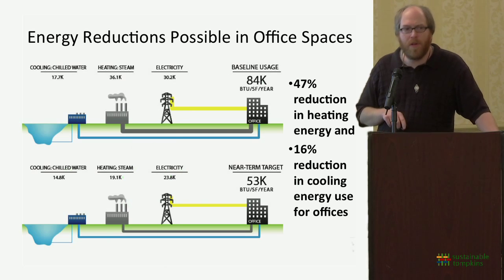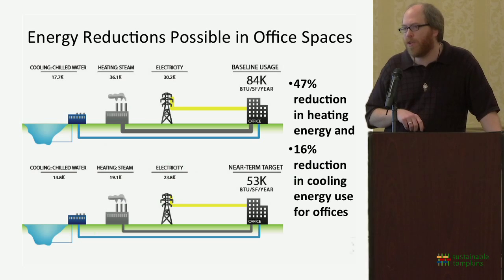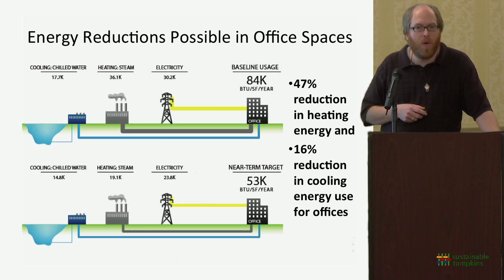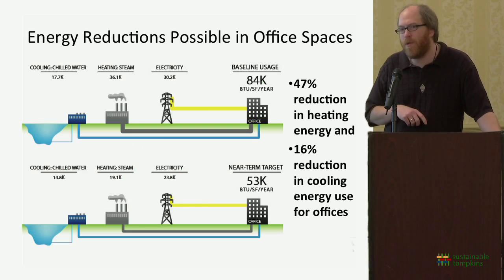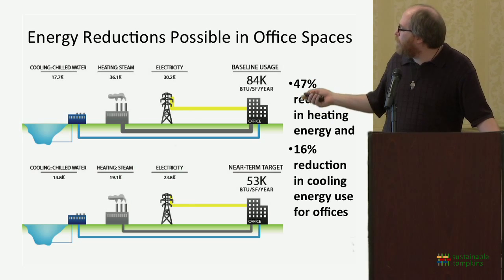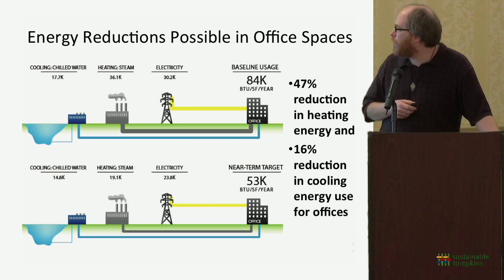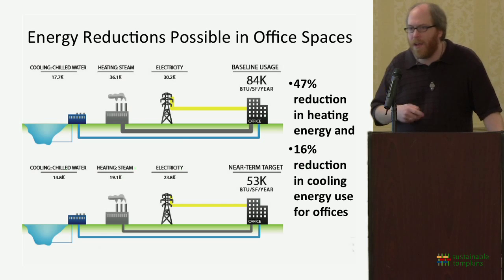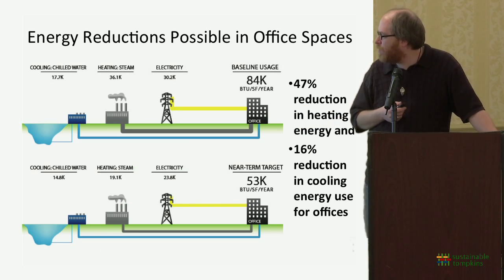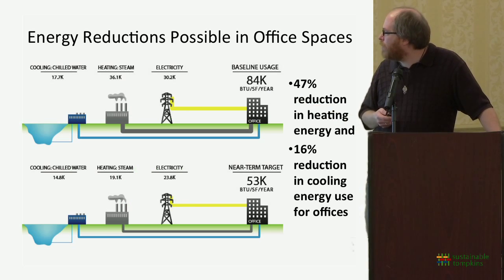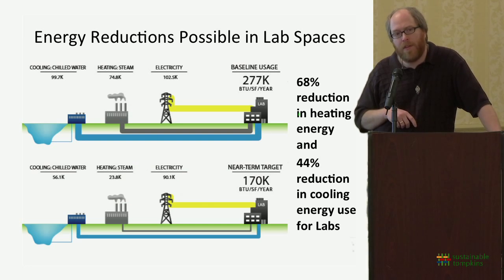And when you look at what's possible, big reductions in the types of commercial spaces that we have around here are possible. These two slides were simply taken from Cornell's Climate Action Plan to give you a sense of what types of savings they're looking at recovering. So this is their office space. They were looking at about a 47% reduction in heating energy and a 16% reduction in the cooling energy. They already use highly efficient cooling systems, the lake source cooling, for a lot of their buildings, and so they have smaller reductions there.